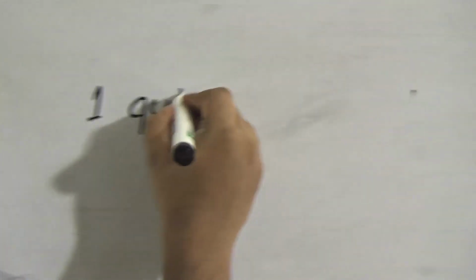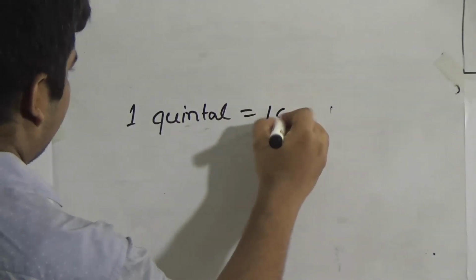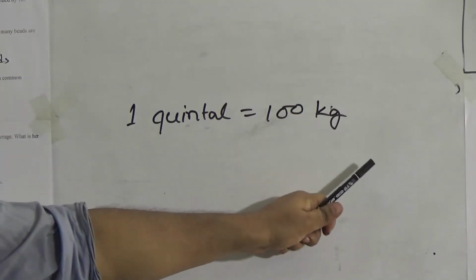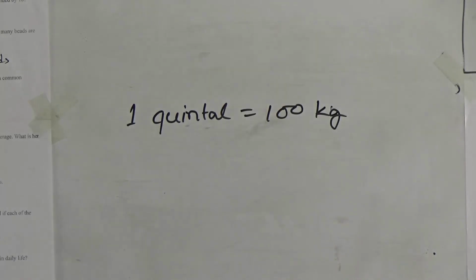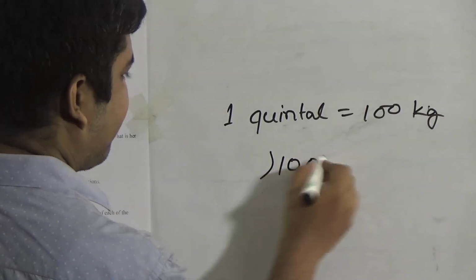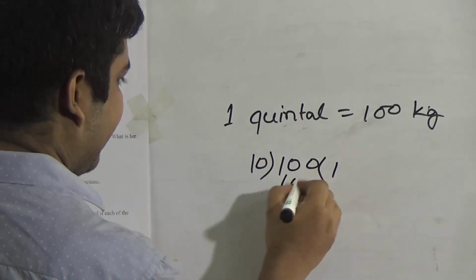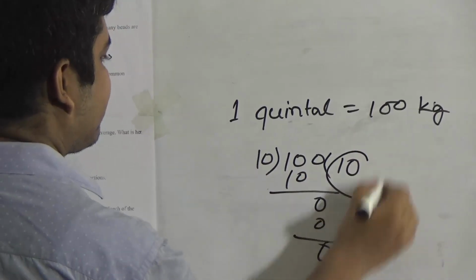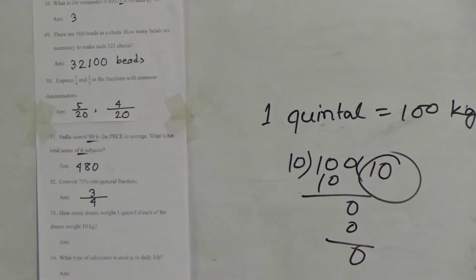1 quintal equal to 100 kg. Now we divide this 100 kg by 10 and we get the required number of drums. That means 100 by 10, 10 ones are 10 and 0. In 0, 10 goes 0 times, that means 0. So 10 is the answer. That means 10 drums.